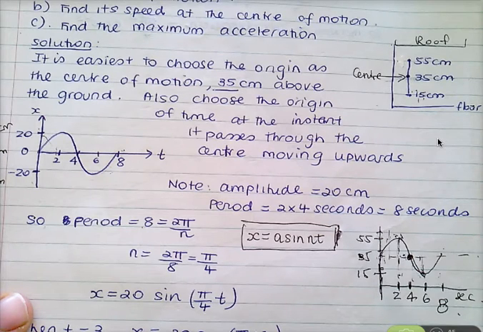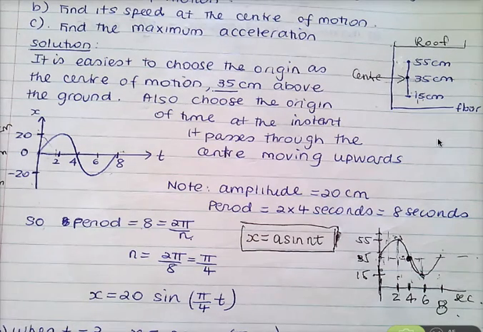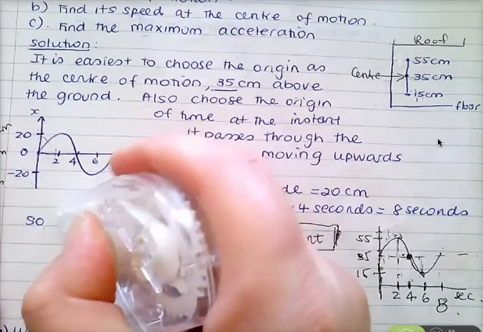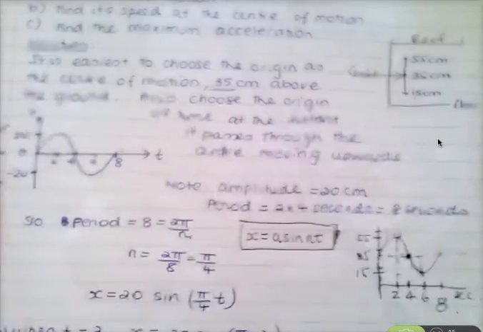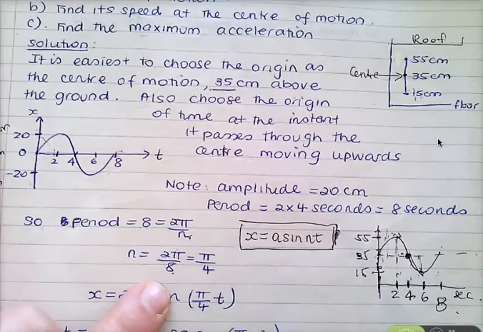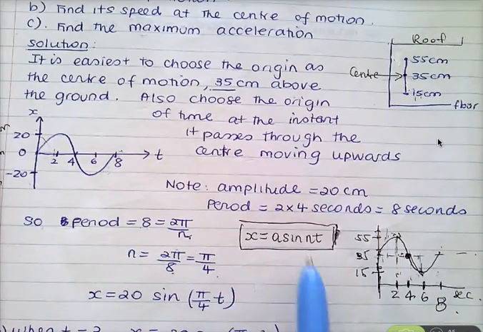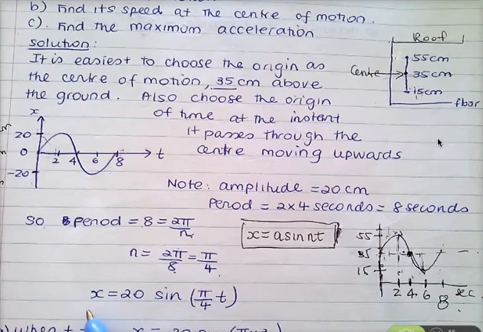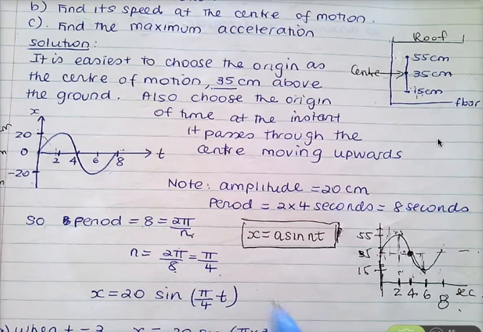So what I want to do is work out what the amplitude is, and it would be 20, and the period. Now I know the period is 8 seconds. So we know that period equals 2 pi on n. So I set up this and I say 8 equals 2 pi on n. So therefore n is 2 pi on 8, which is pi on 4. So therefore my equation becomes x equals 20 sine nt, which is 20 sine pi on 4t.